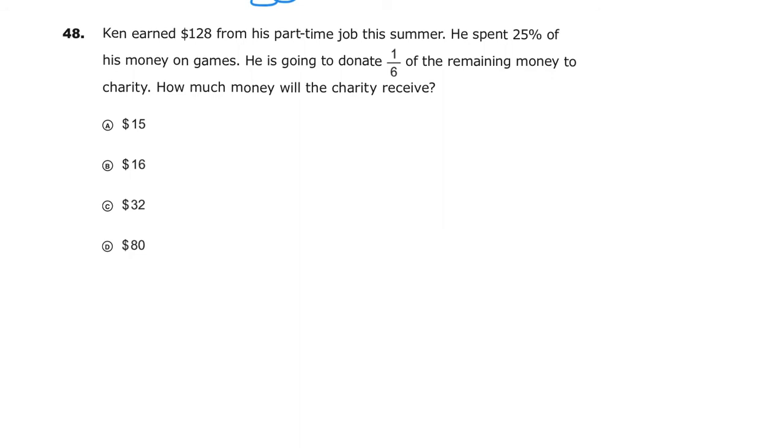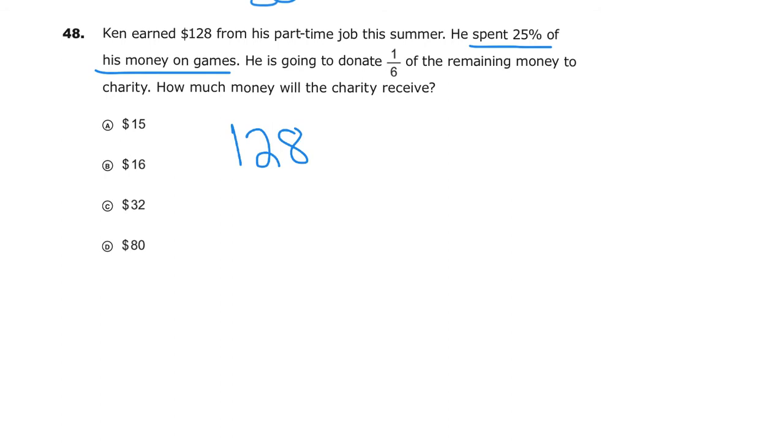Ken earned $128 from his part-time job this summer. He spent 25% of his money on games. He's going to donate 1/6 of the remaining money to charity. How much money will the charity receive? So we're starting out with $128. It says he spends 25% of his money on games. We need to figure out how much he spent on games. How do we go about doing that? Keelan? 128 times 0.25. Good.